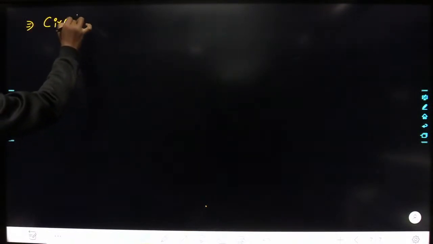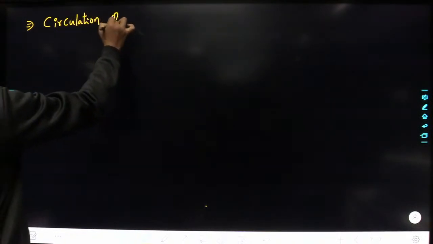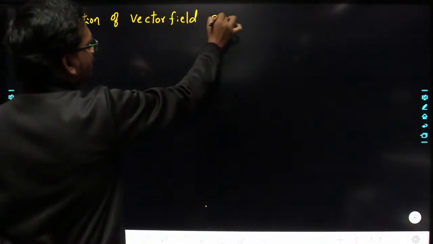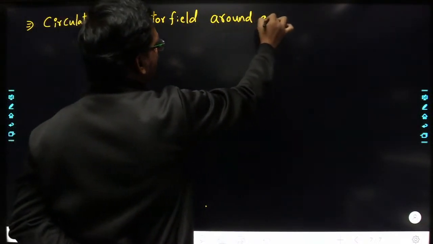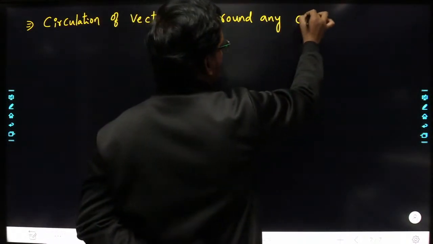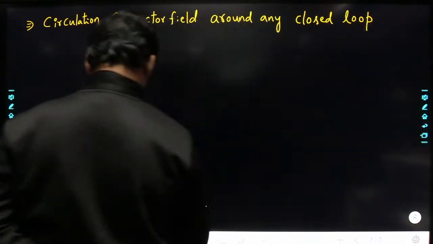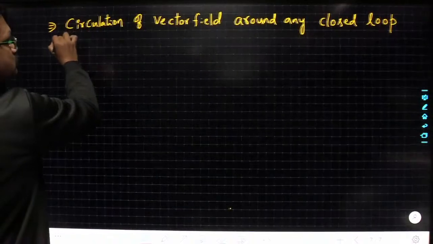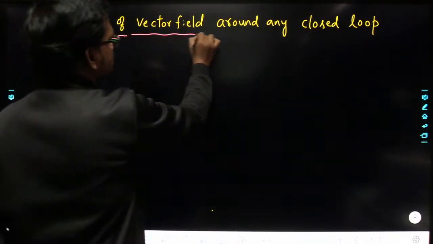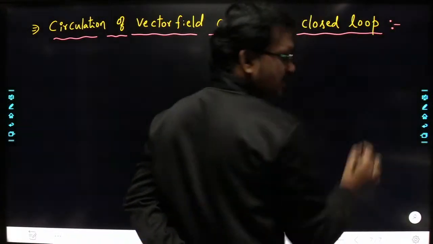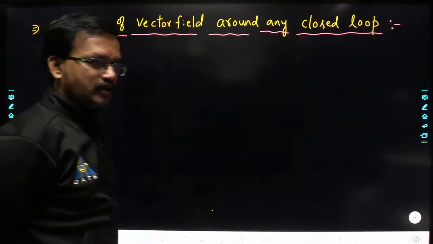So next we will see briefly about circulation of vector field around any closed loop. How to represent the circulation of vector field around any closed loop. Circulation of vector field around any closed loop, right?